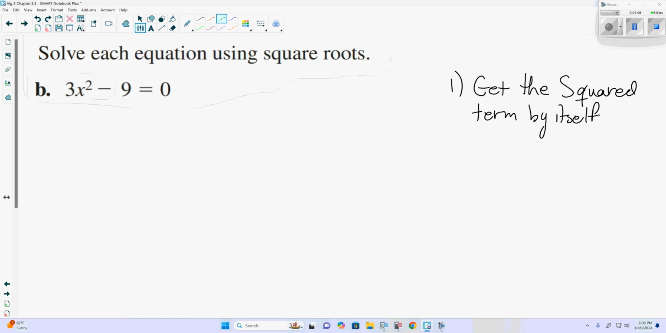Now, the main way that the square root method works is in one of two cases. Either we don't have a middle term: there is no x to the first power, or x without an exponent, which we do not have here. The only one we have is x squared. The other case is that the only variable is inside of a set of parentheses being squared. Those are the two cases where this works. So this does work here. So the first thing we want to do is get that x squared term by itself.